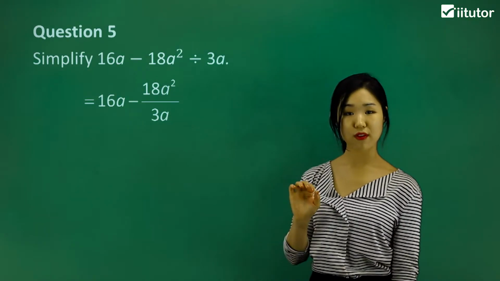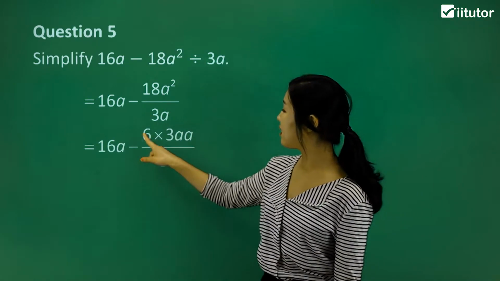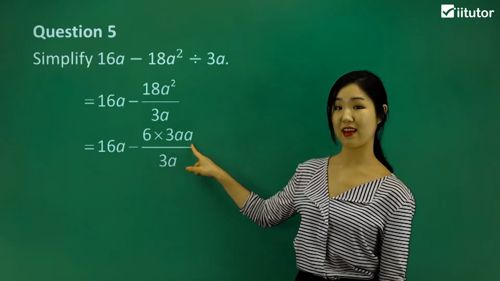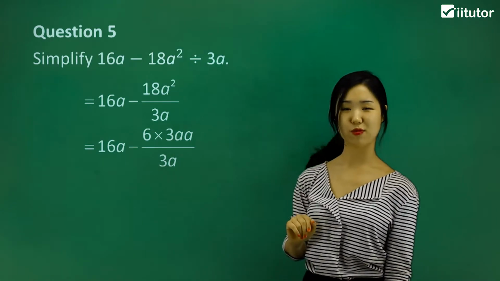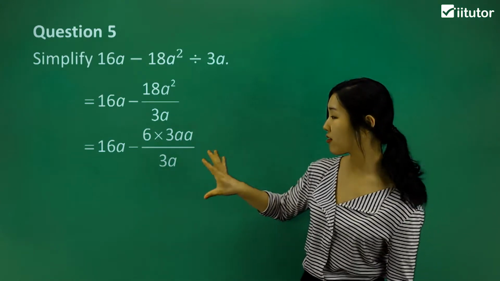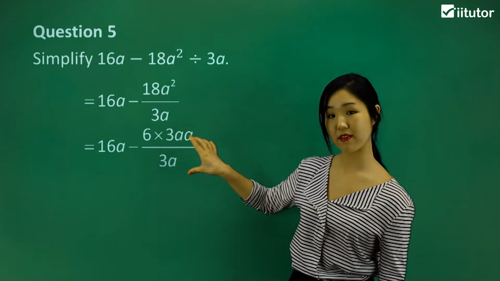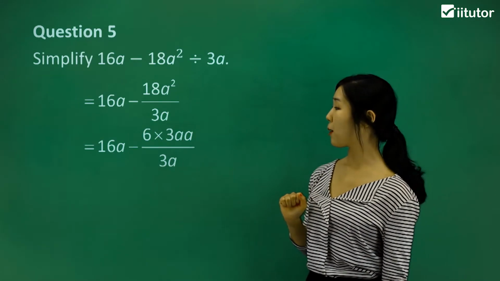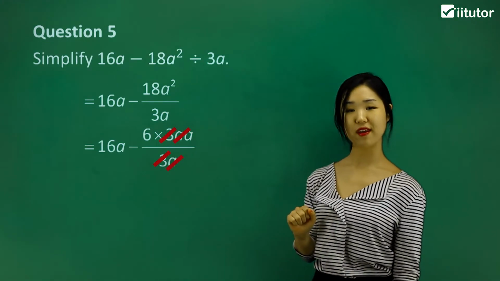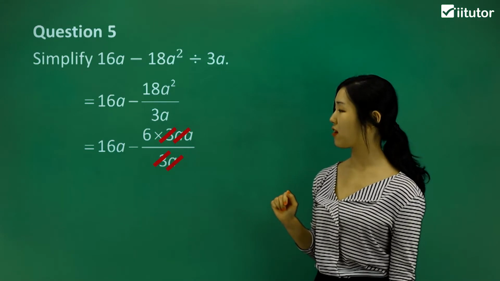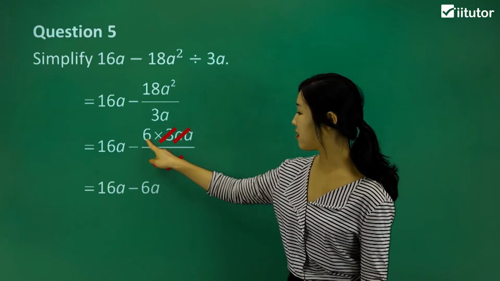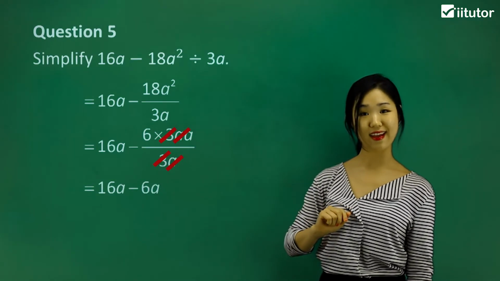Now let's do a bit of expansion. 18 is 6 times 3, and then you can see that a squared becomes aa, 2 a's, right? And the denominator is just 3a. Now we can do some crossing. The crossing only applies to this fraction here because this is the division, right? So we can cross out the 3's and we can also cross out the a's, can't we? And that's all that's left. So let's write down what's left on this fraction here. We've got 6 and the a, so we've just got 6a left.